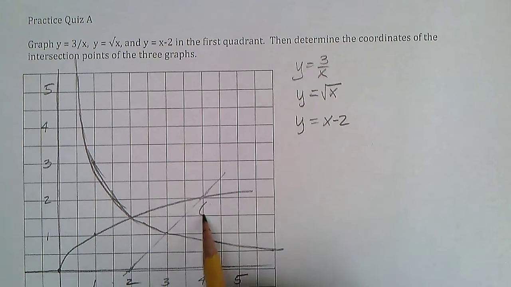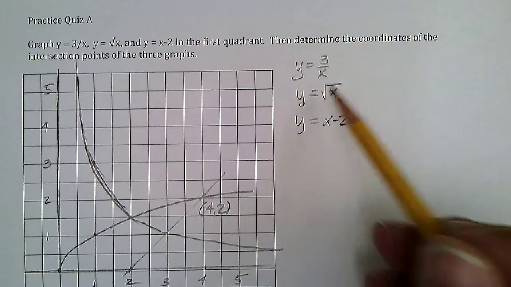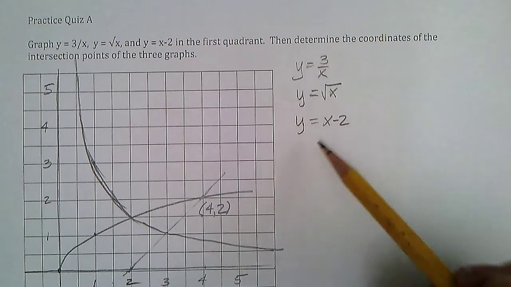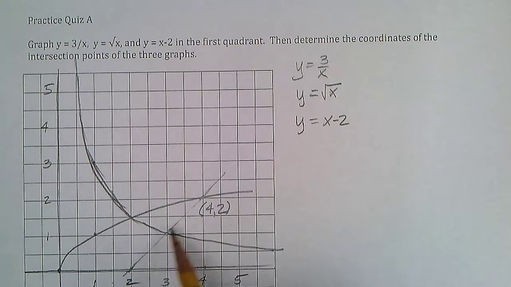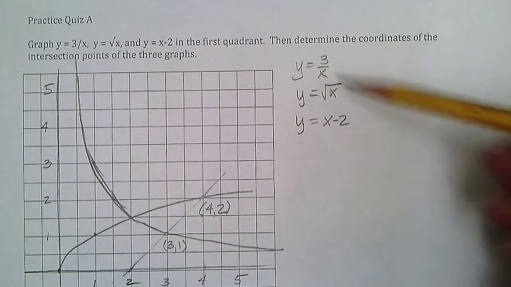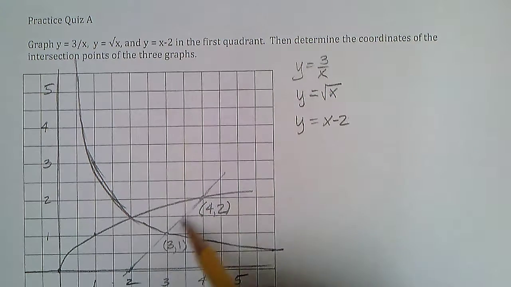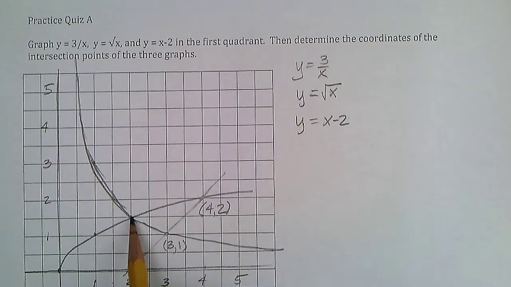So this point is 4, 2, because I got square root of 4 is 2 and 4 minus 2 is 2. This point is 3, 1, because 3 divided by 3 is 1, and 3 minus 2 is 1. This point's a little tougher.